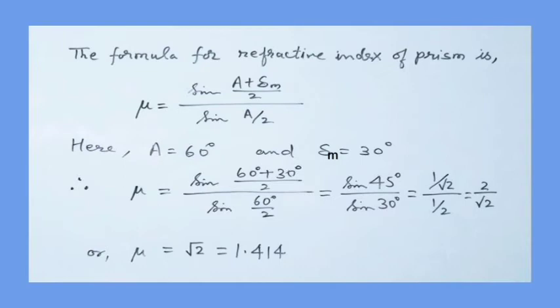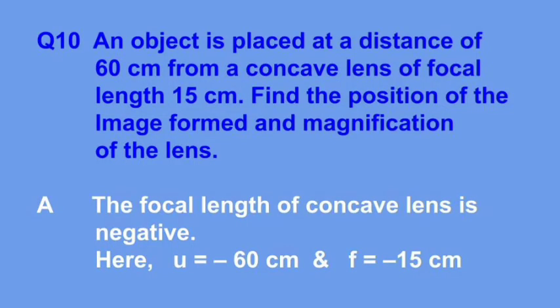Substituting the values of A and delta in the expression of mu, we get mu is equal to sine 45 degree by sine 30 degree. The value of sine 45 is 1 by root 2 and sine 30 is half. So mu is equal to 2 by root 2, and therefore mu is equal to root 2, which is equal to 1.414. Next question uses the lens formula.